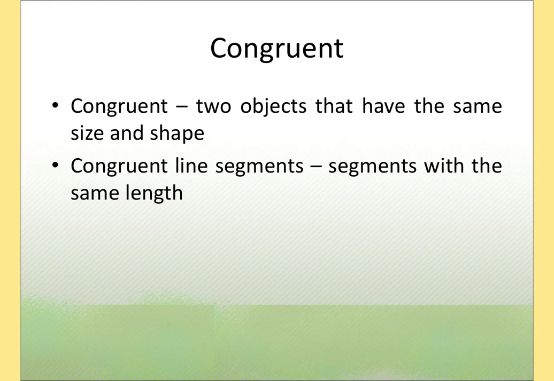Congruent. Congruent objects are objects that have the same size and shape. So there are two parts to it, the size and the shape, okay? Which means that a triangle can only be congruent to a triangle. A segment can only be congruent to a segment. Okay, a hexagon can only be congruent to a hexagon. You cannot compare a triangle to a square, even if it has the same area or anything like that, that's not what makes it congruent. Congruent is same size and same shape. So congruent line segments are segments with the same length. So if it says that AB and CD are congruent, that means that they have the same length.